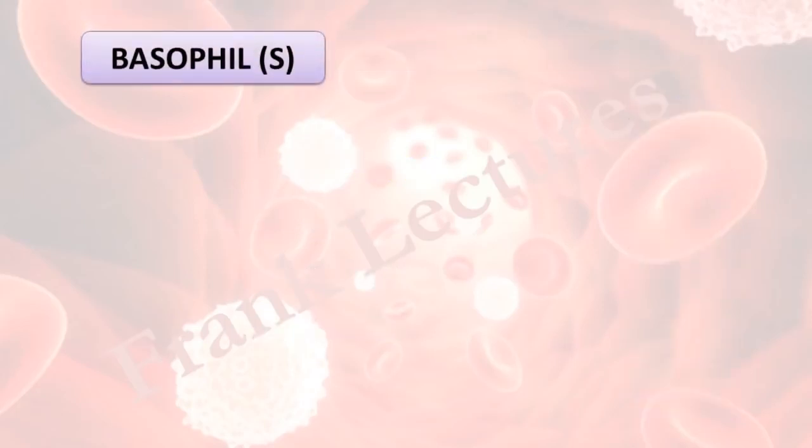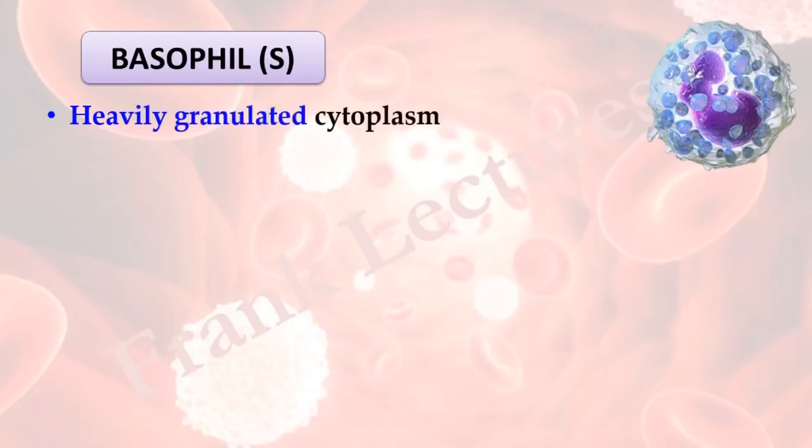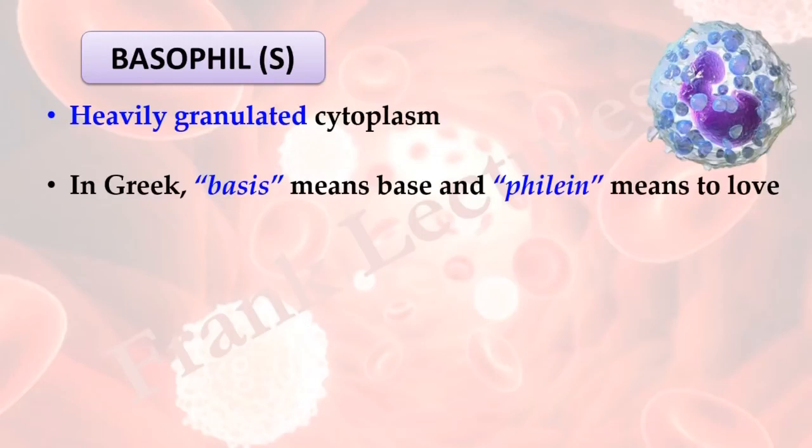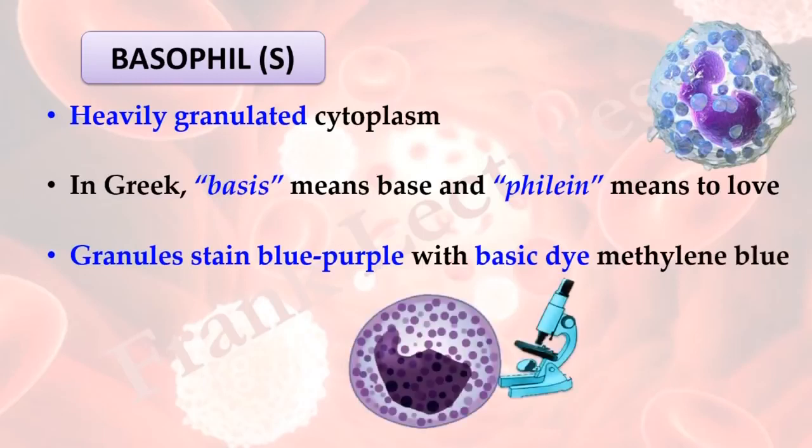Basophils. The cytoplasm of basophils is heavily granulated. As you can see in the image, an enormous number of granules are present. In Greek, basis means base and philein means to love, that is, base loving. It refers to the fact that granules of basophils are readily stained by basic dyes. Granules stain blue-purple with the basic dye methylene blue. Under light microscope, basophils look like this.